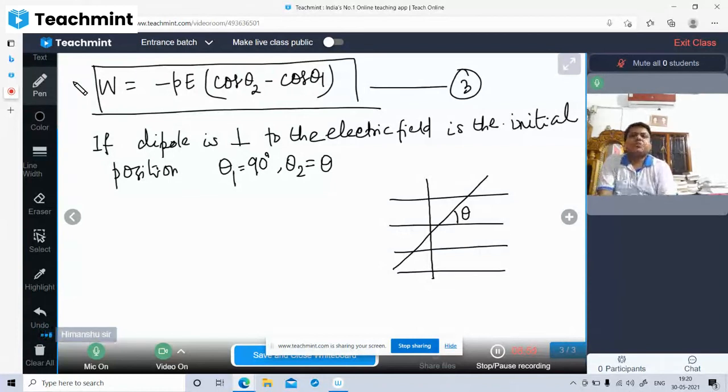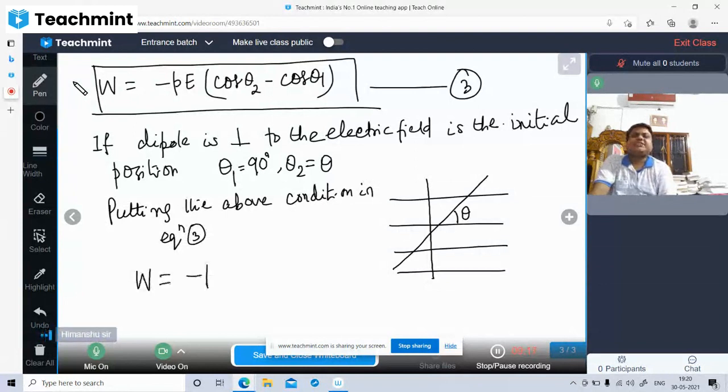Okay, so putting the above condition in equation 3, what we get? So W is equal to minus PE, cos theta 2 is cos theta, and cos theta 1 is cos 90. Cos 90 is 0, so the rest is minus PE cos theta.